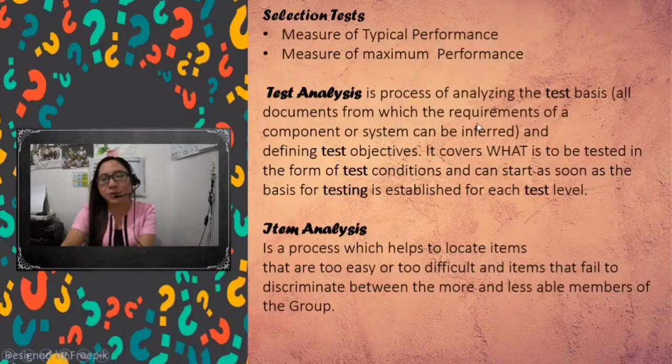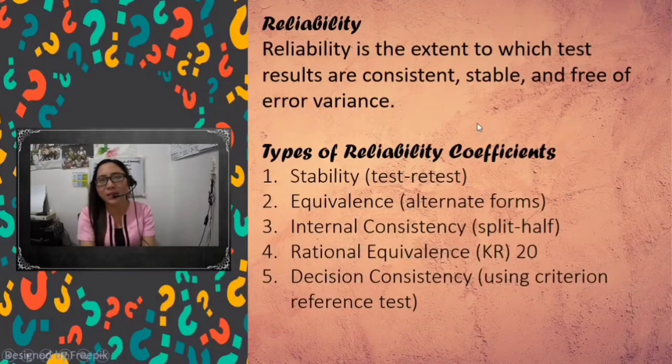Item analysis is a process which helps to locate items that are too easy or too difficult, and items that fail to discriminate between the more and less able member of the group. Item analysis is analyzing the item itself. It helps us to locate what is the item that is too easy or too difficult, because there are some instances that the students were not able or were able to answer the test item. That's not because they don't know the answer, or because they want to guess, or because they lack knowledge, but because there is a problem about the test item.